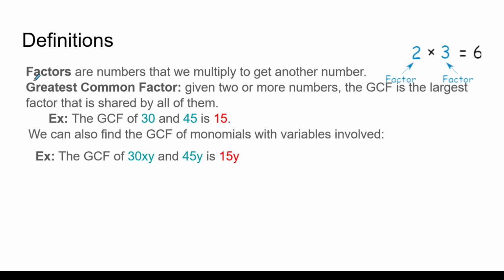First, factors. So factors are, if I give you some number, the things that we multiply to get another number. So the factors of 6 are 2 and 3. If I gave you the number 9, right, what are some factors of 9? Well, you could do 1 times 9 or 3 times 3, right? What are the factors of 12? You do 1 times 12, right? 2 times 6 or 3 times 4. These are all my factors of 12.